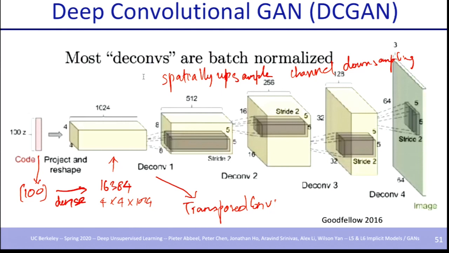So you can see that you go from 8 by 8, 16 by 16, 32 by 32 to 64 by 64. At that time, generating a 64 by 64 image was considered a big deal. It's not that they didn't try to do bigger images. And you can also see that the channel dimension is being reduced by a factor of 2 until the final layer, which gets 3 channels.